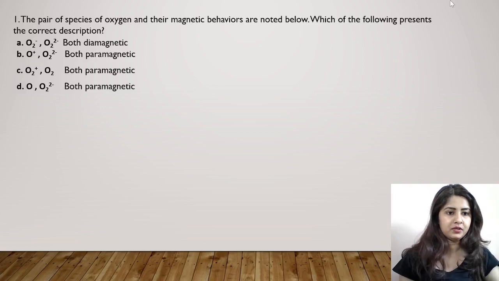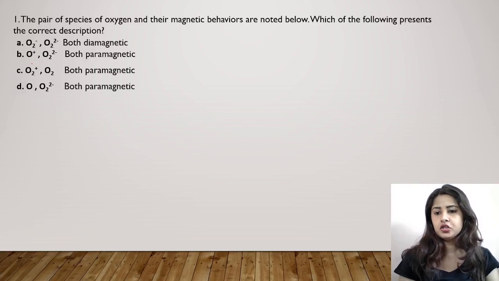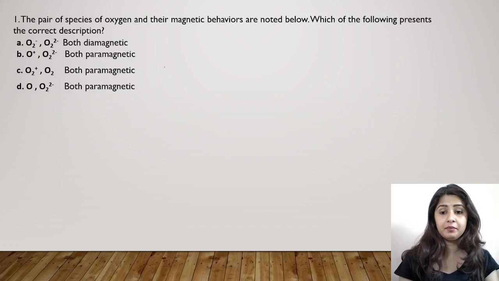Hello everyone. So we are going to solve some questions based on NEET chemistry. So first question is: the pair of species of oxygen and their magnetic behavior are noted below. Which of the following presents the correct description?